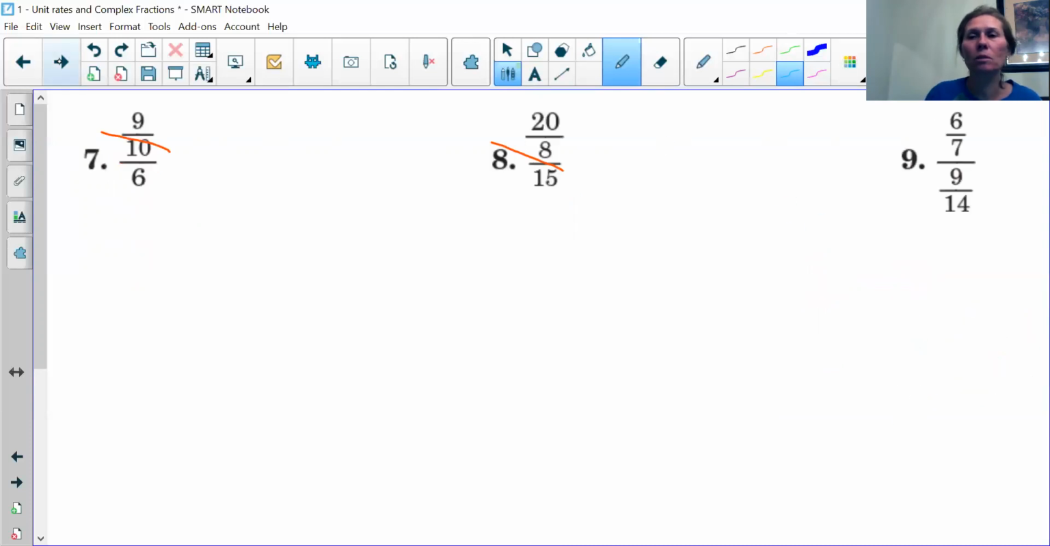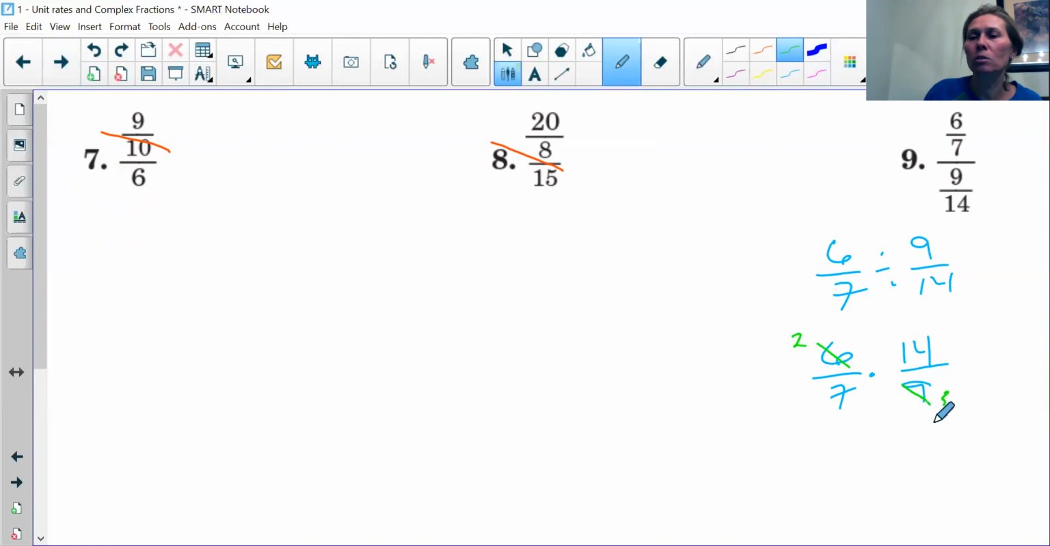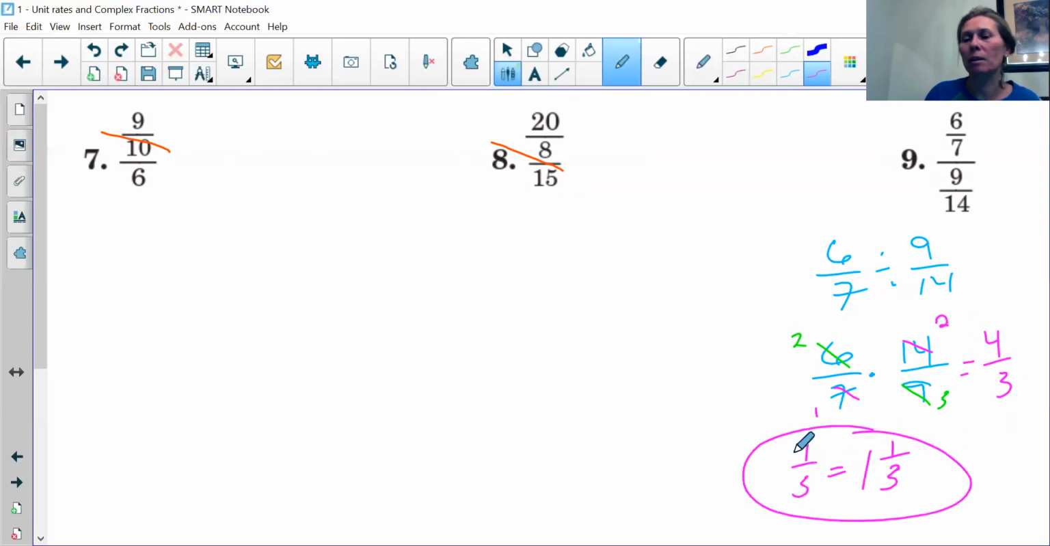Last of the easy problems, number 9. 6/7 divided by 9/14. So 6/7 divided by 9/14, which gives me 6 over 7 times 14 over 9. Cross simplify. Divide by 3 is 2. Divide by 3 is 3. Divided by 7 is 1. Divide by 7 is 2, which gives me 4 over 3. And 4 over 3 is the same thing as 1 and 1/3. I'm having issues with my 3s today, aren't I? They mean exactly the same thing.